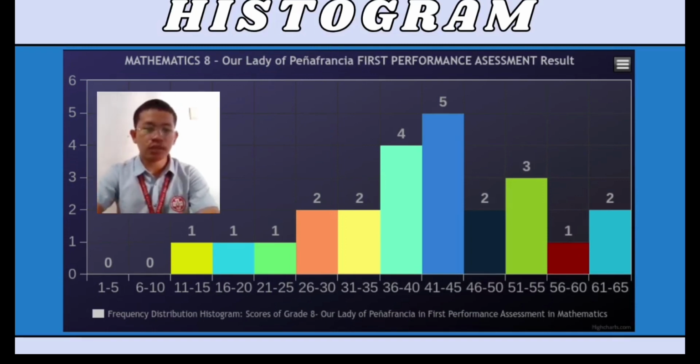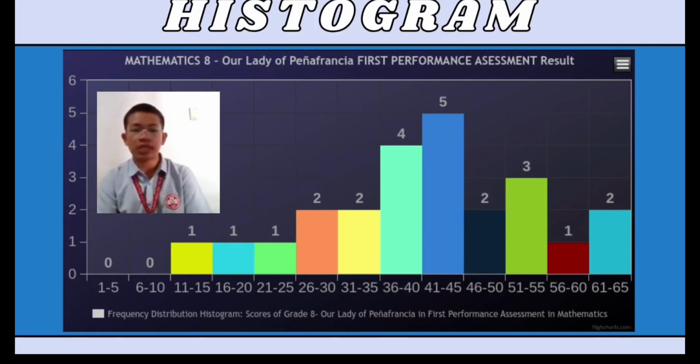On the y-axis are the frequencies, and on the x-axis are the class ranges. As illustrated in the histogram, the blue bar represents the highest frequency, which is in the class range of 41 to 45. And the lowest are from the class ranges of 11 to 15, 16 to 20, 21 to 25, and 56 to 60.